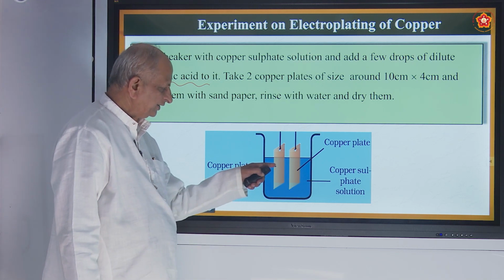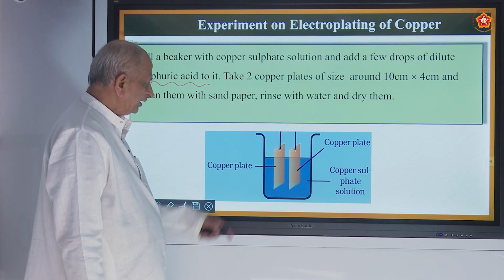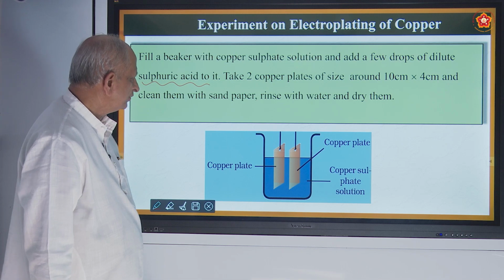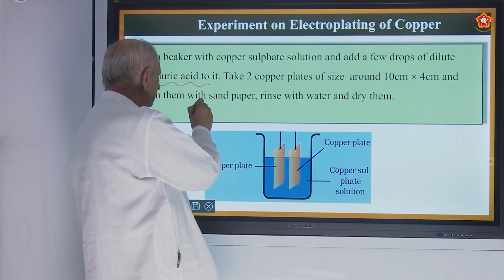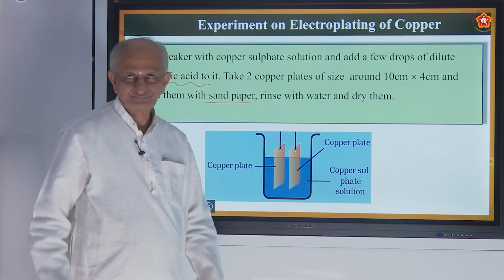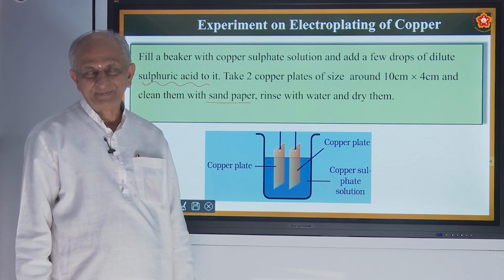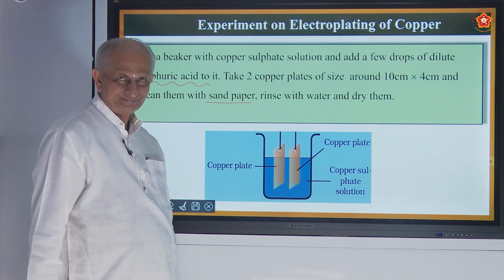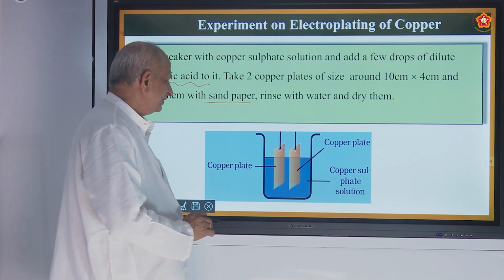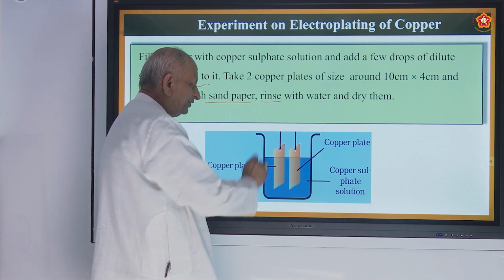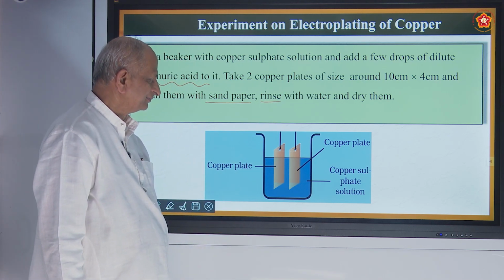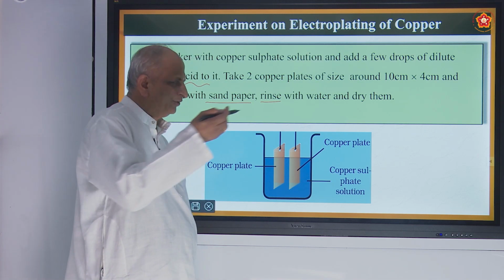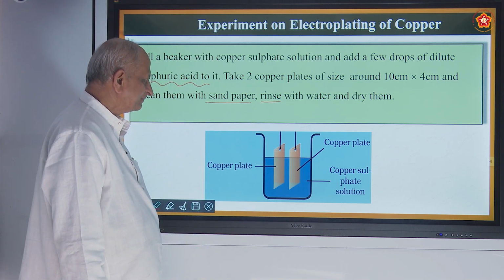So before conducting the experiment, you have to take 2 copper plates. And then what you must do? You must clean them with sandpaper. Why must you clean with sandpaper? To clean it up, to make it shining. And then you have to wash it. That's what is called rinsing. Rinse with water. Wash it with water. And dry them. Then only you use it for the experiment.